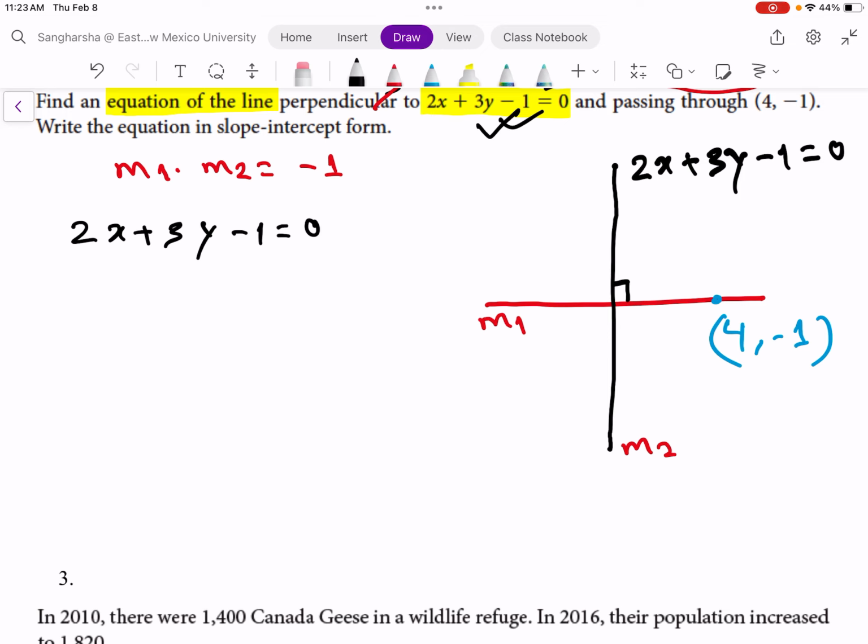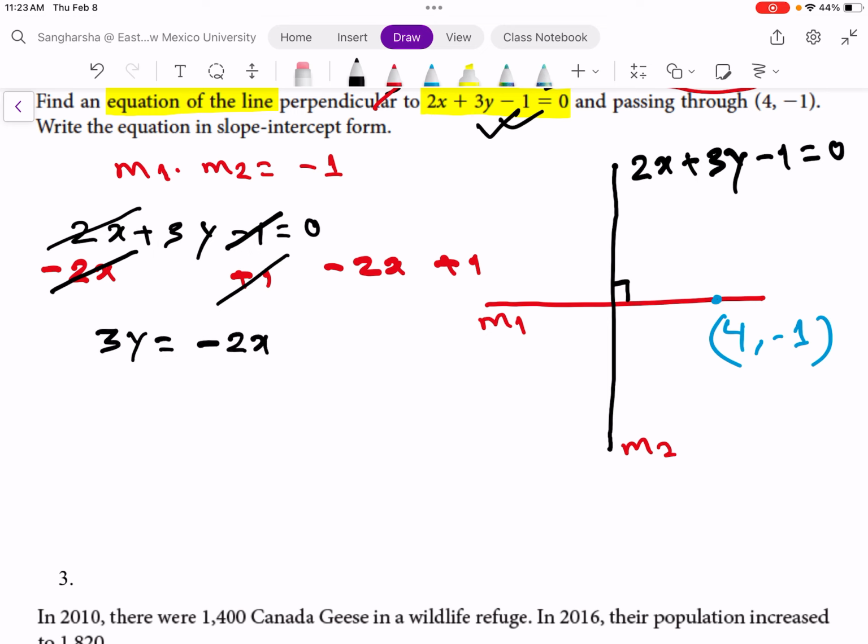In order to solve for y, we subtract 2x on both sides and add 1 on both sides. Positive 2x and negative 2x cancel, negative 1 and positive 1 cancel. So we have 3y equals negative 2x plus 1. Now we still have 3 in front of y, so let's get rid of it by dividing by 3. Make sure you divide every term on both sides. So 3y divided by 3, we have y equals negative 2 over 3 x plus 1 over 3.